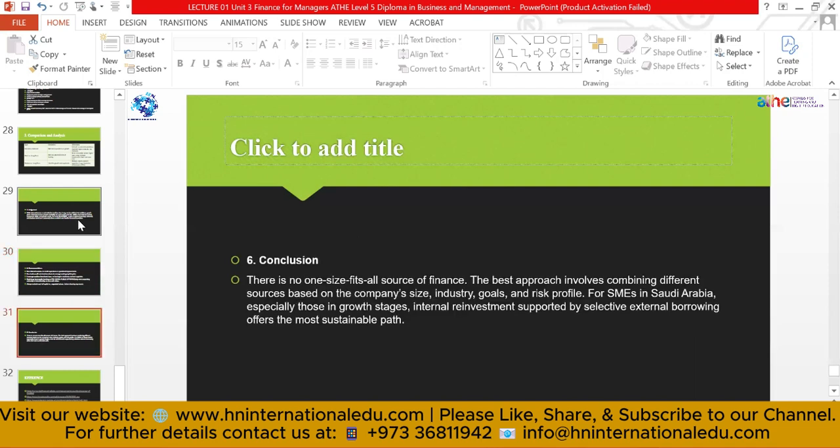Conclusion: there is no one-size-fits-all source of finance. Like every company needs different sources of finance, just as types of organizations and structures differ. The best approach involves combining different sources based on the company's size, again sole trader, partnership, SME, public limited company, goals and risk profile.